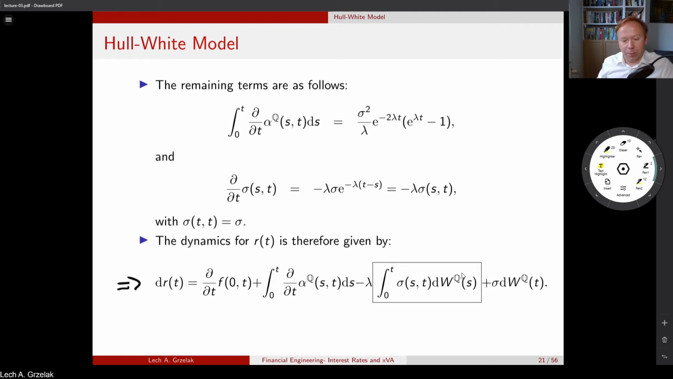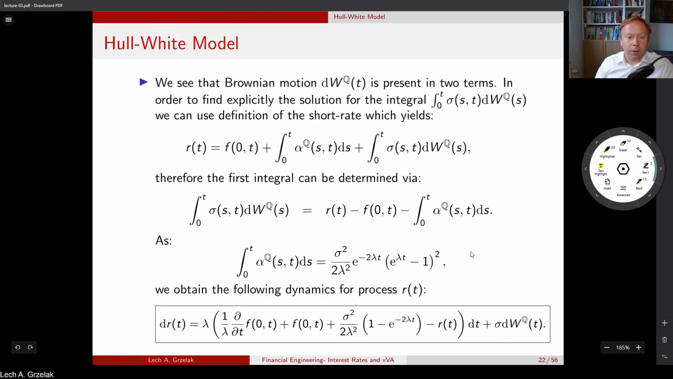Interestingly, now I would like to address this one. So integral of sigma(t) dW(s). If we look at the definition of the short rate under the HJM generic framework, we can actually see that this is exactly the same term as we see for the dynamics of the short rate under HJM. So basically we can substitute, so we know that this will be equal essentially r(t) minus f(0,t), and then we have integral of alpha. So after substitution, we end up with this dynamics of the short rate.